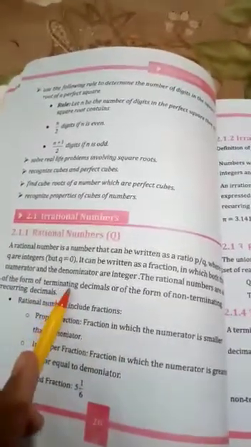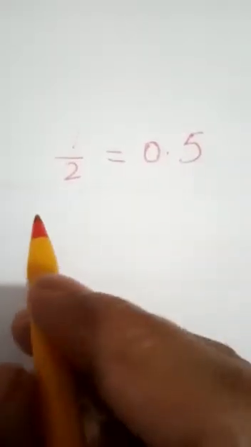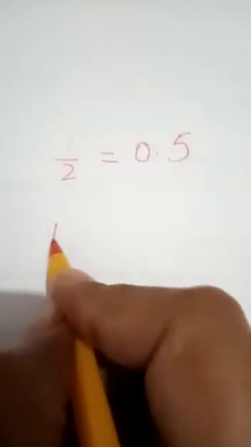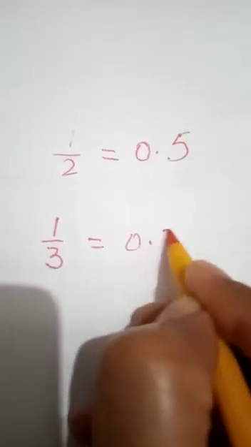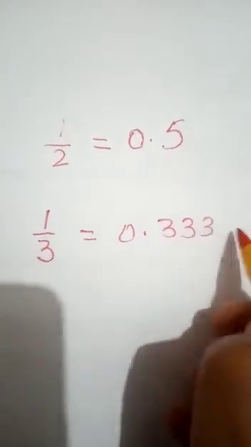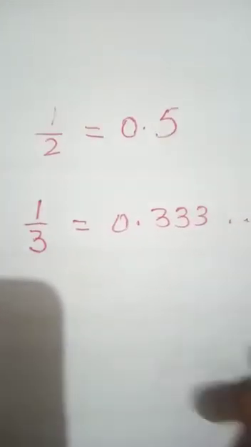Now, what is a terminating decimal? A terminating decimal is one like 1 by 2 is equal to 0.5. Now, a non-terminating decimal is one that does not have an end, like 1 by 3 is equal to 0.333 and so on.